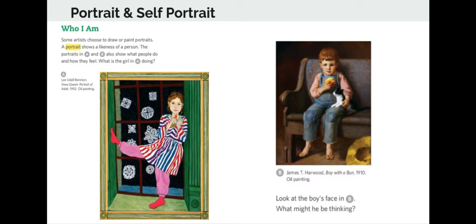Then let's look at B. What do you think the boy is thinking? I think that he is probably hungry because he's holding that muffin in his hand.